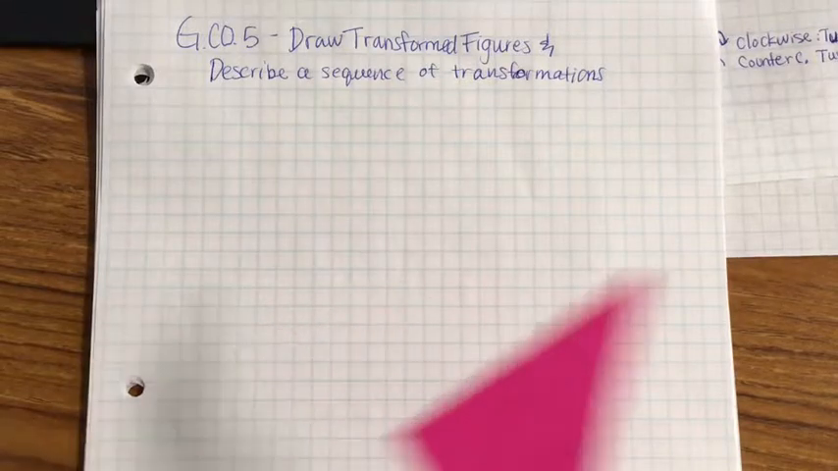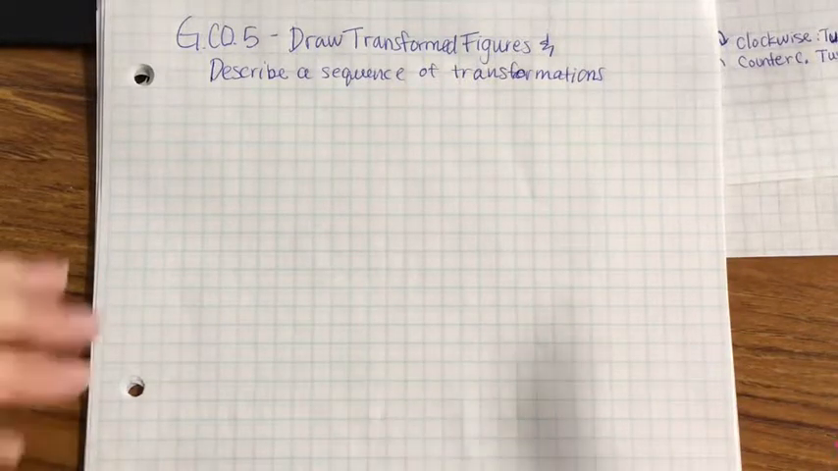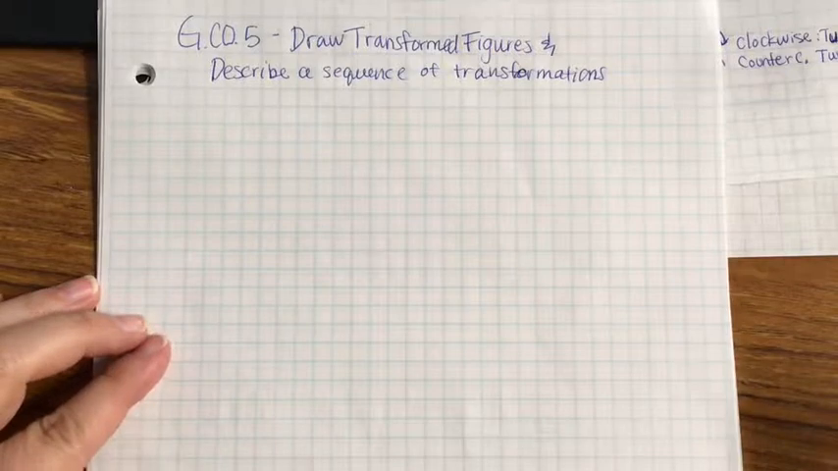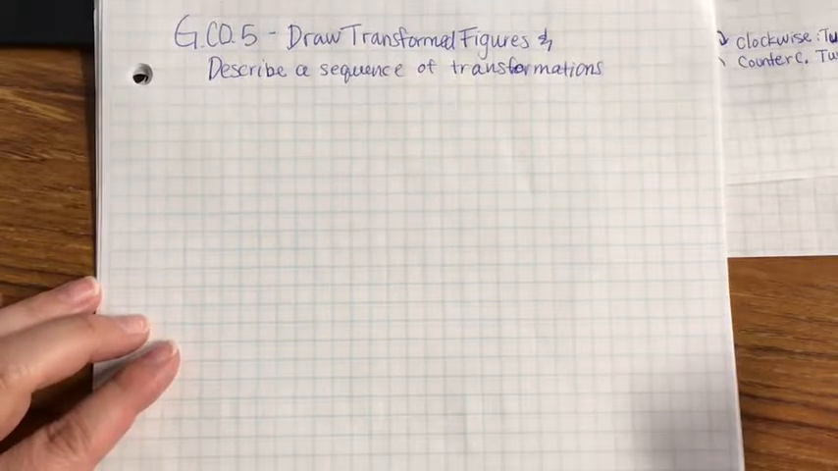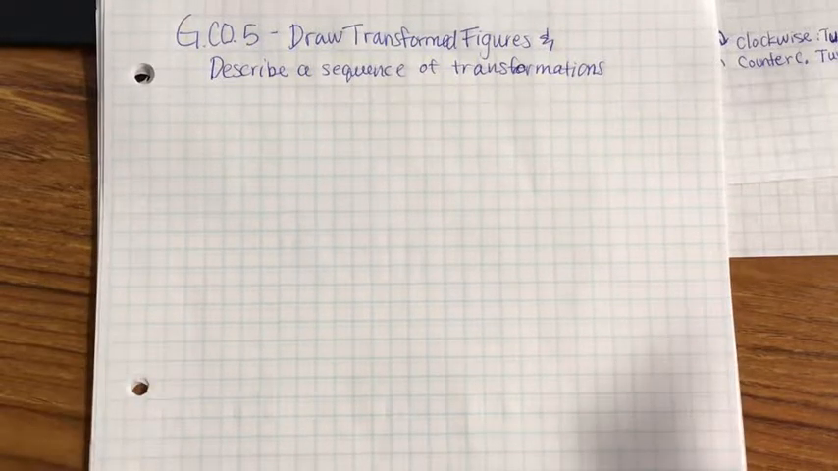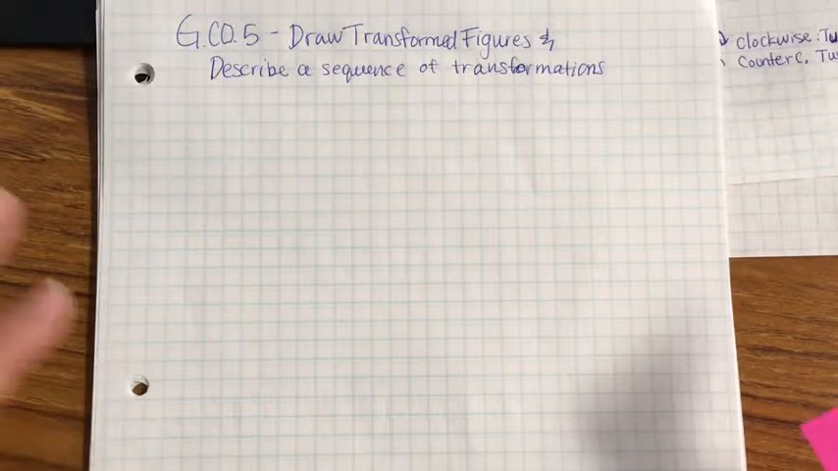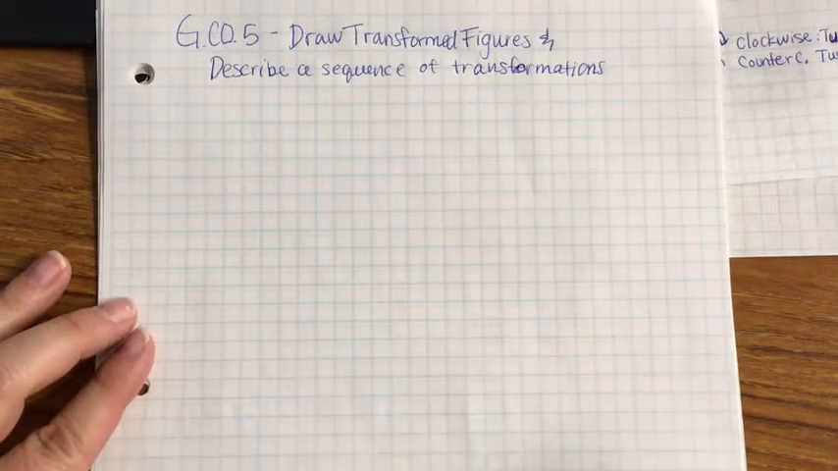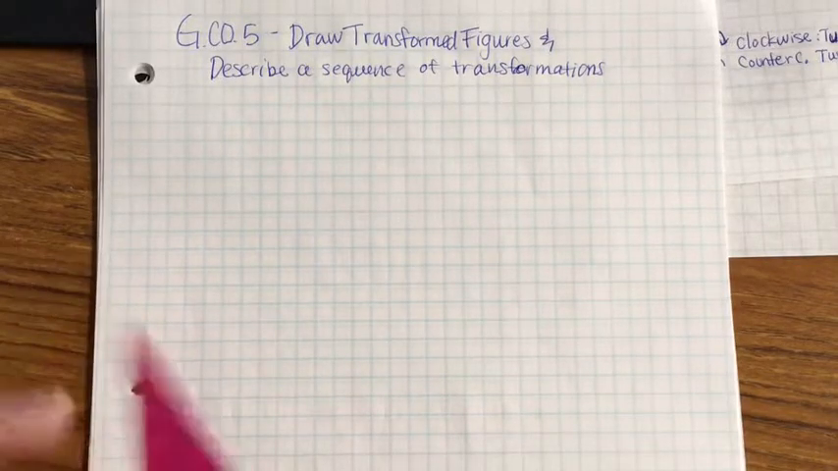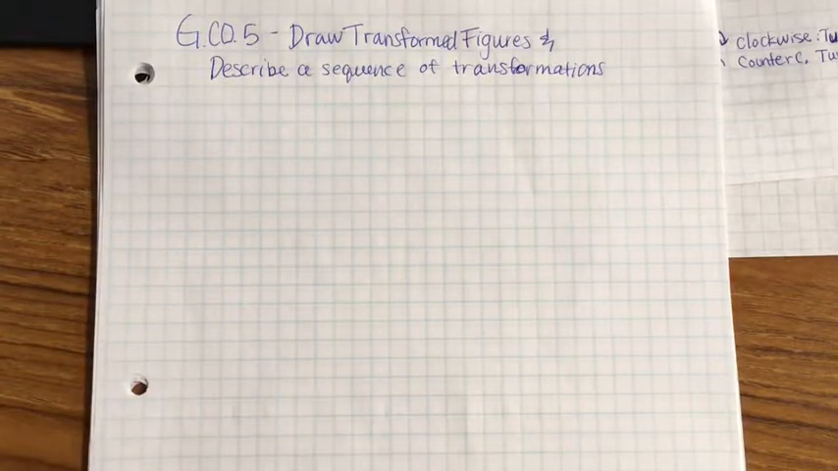This is the lesson for GCO5, draw transformed figures and describe a sequence of transformations. Just going to warn you that this is one of the longer evaluations that you will have had so far. The good news is it's all one standard. It's not going to be mixed up in different standards. So the first part is you are going to have to describe how two figures are related.